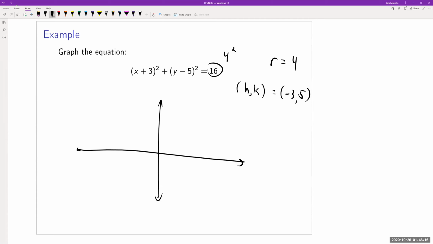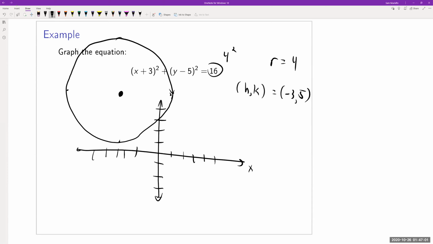Remember that since the original equation has minus and minus, a positive indicates a shift to the left, and a negative indicates right or up, just as it did when we were talking about transformations. As a result, we have gone left 3 and up 5 with a radius of 4. So what I like to do is go down 4, left 4, right 4, and then up 4, and that will allow us to create the circle.